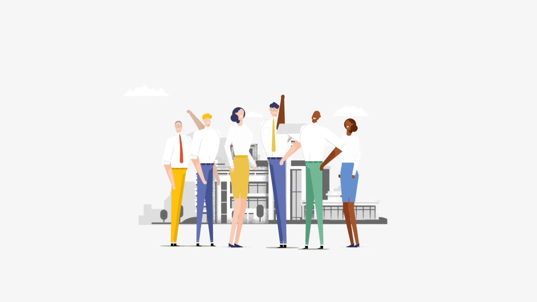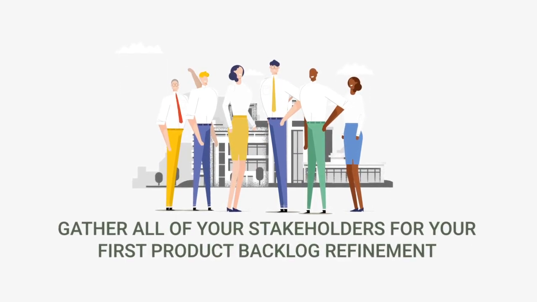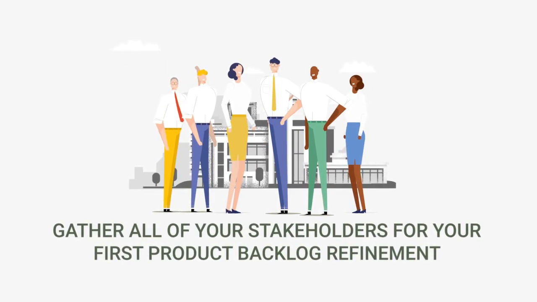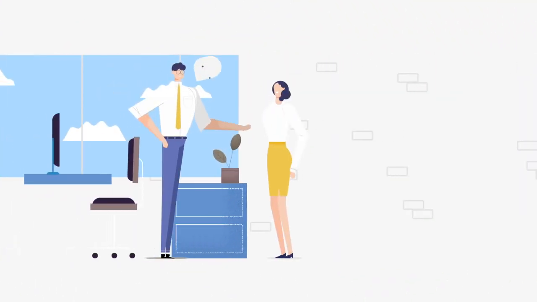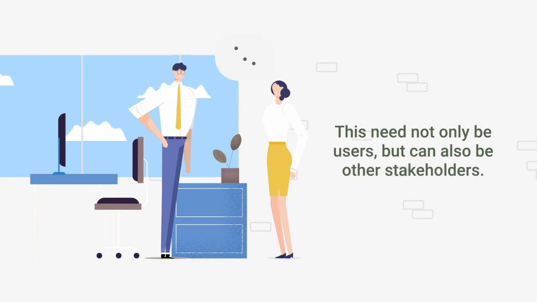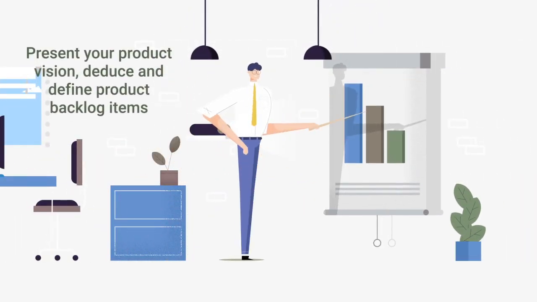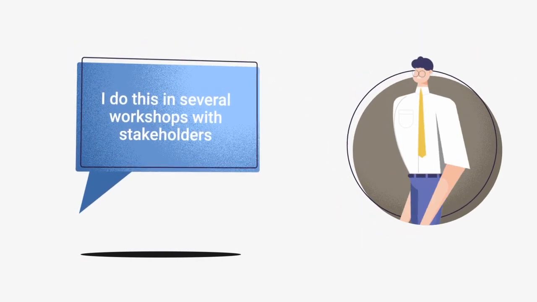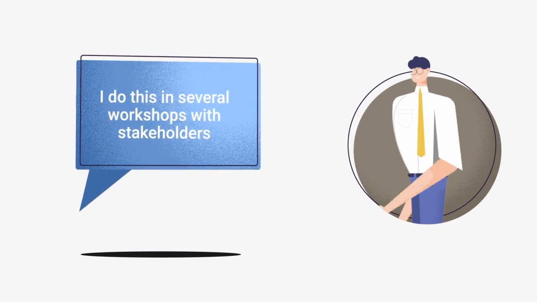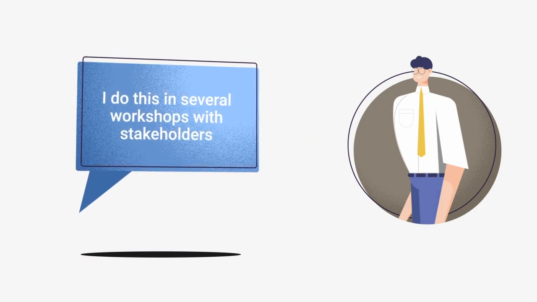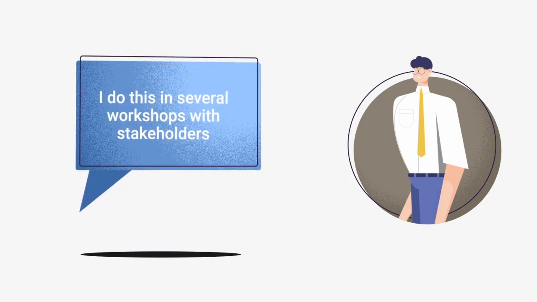The next step is the product backlog refinement. Gather all of the relevant stakeholders and define the contents of your product backlog together with them. Keep in mind that this need not only be users, but can also be other stakeholders, like your help desk, for instance. Present to stakeholders the product vision, deduce the product backlog items, and then define the specifics of each item. Your product backlog items can, for instance, be so-called epics or user stories. Usually, I do this in several workshops, in which the stakeholders and I discuss use cases based on process drawings or application mockups. I can later on use all of them in the backlog.